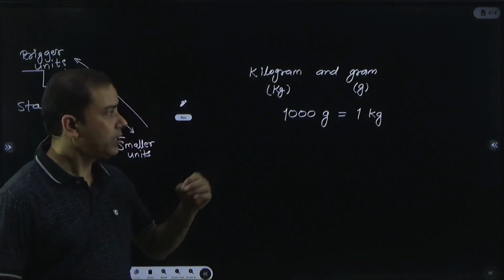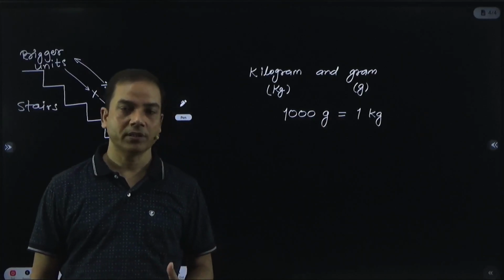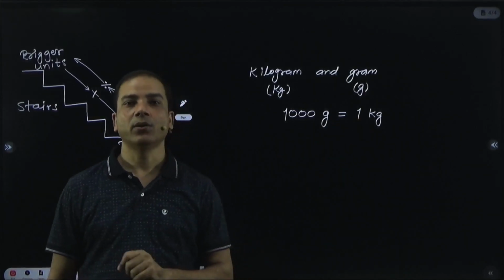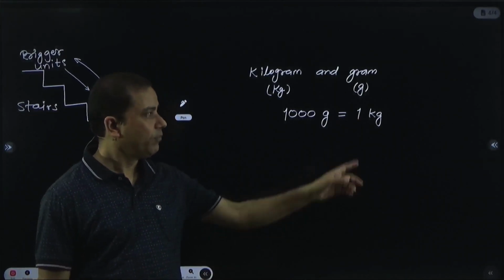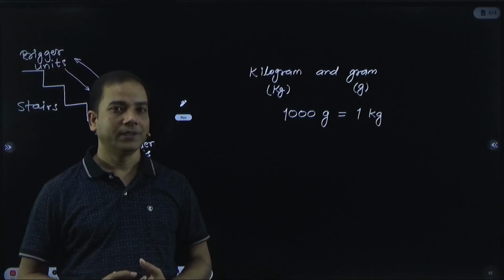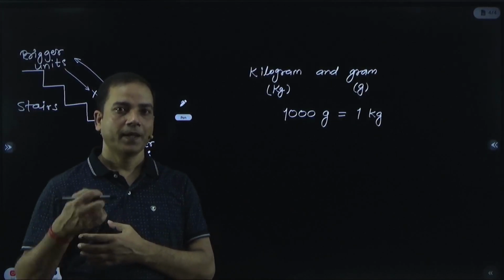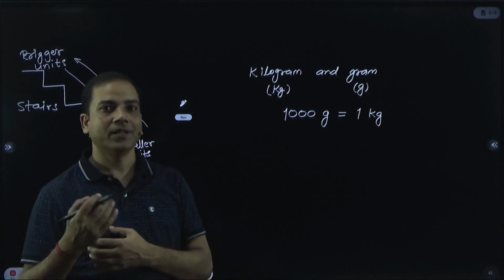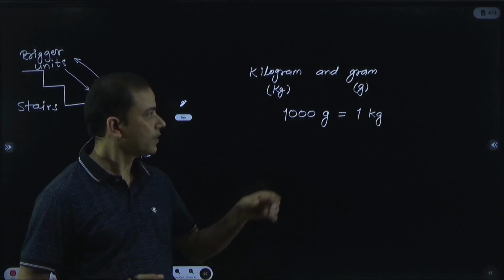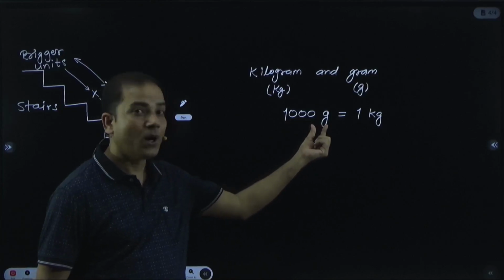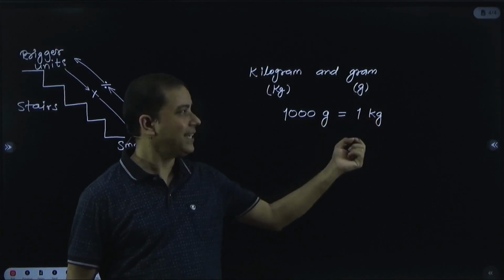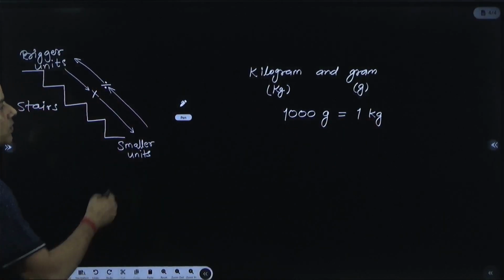Can you tell me which of these two is the bigger unit? Excellent. That is kilogram. Why kilogram is bigger? Because the number with kilogram is smaller. We followed the same rule that we studied in the previous pages. Smaller the number, bigger the unit. Bigger the number, smaller the unit. So kg is bigger, gram is smaller.